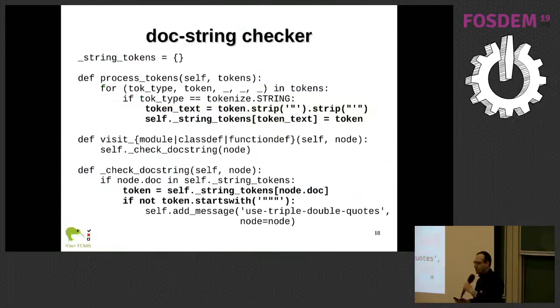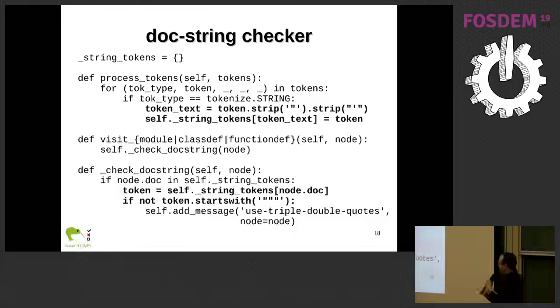So, the documentation string checker, this is how it looks, the essence of it. It implements two interfaces. So in process_tokens, we basically scan through all the tokens in the module, find all the string constants and keep a reference to them in a dictionary. The key in the dictionary is the string without the quotes, and the value in the dictionary is the string with the quotes.